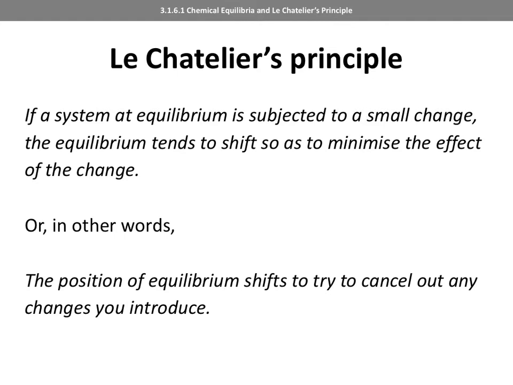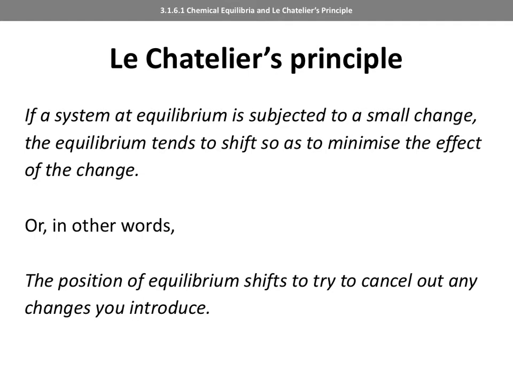But if we look at these two versions here, the first one is a more traditional version of the principle. If a system at equilibrium is subjected to a small change, the equilibrium tends to shift so as to minimize the effect of the change. In other words, to summarize that even further to make it clearer, the position of equilibrium shifts to try to cancel out any changes you introduce.